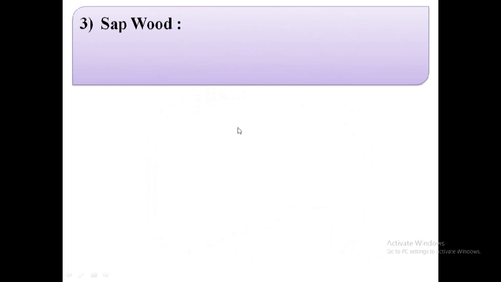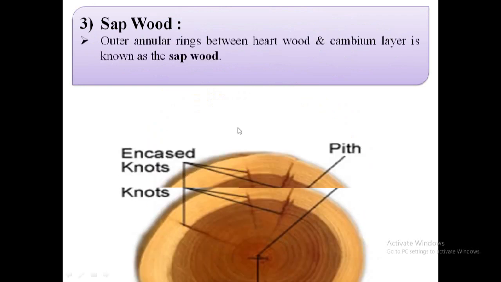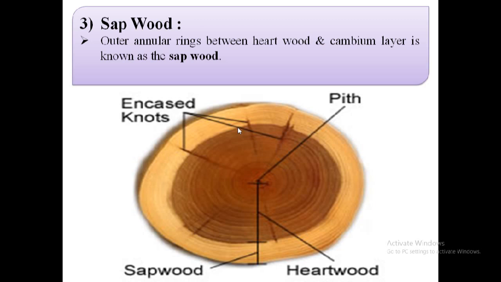Third component is sapwood. Outer annular rings between heartwood and cambium layer are known as the sapwood. So in this image we can see this is the sapwood, which is the outer annular rings between this heartwood and this cambium layer. This sapwood is also known as alburnum.